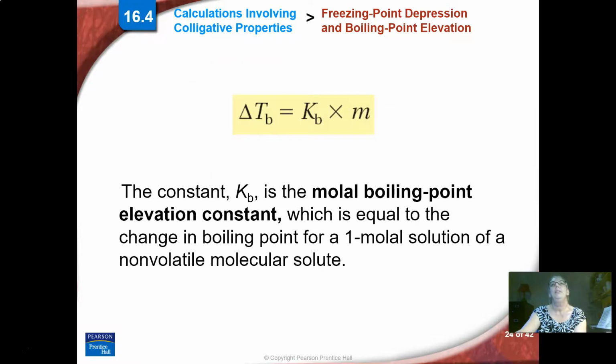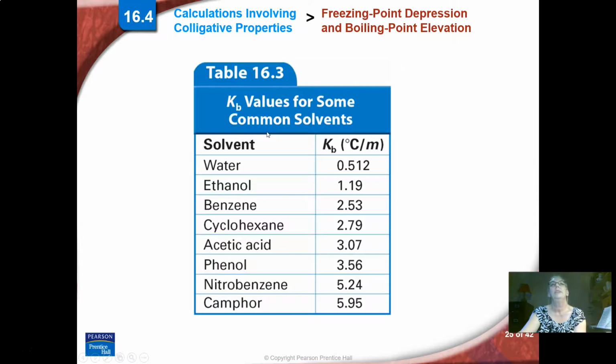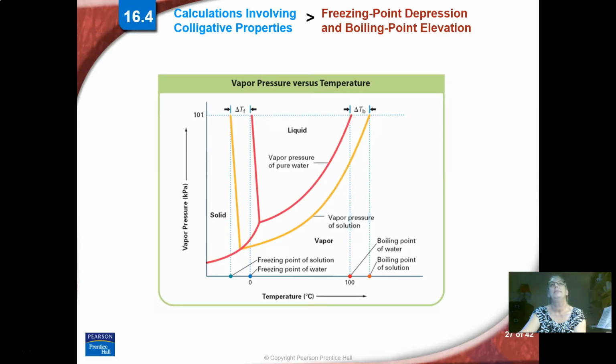The thing to remember though is we're not talking about the boiling point, we're talking about the change from its normal boiling point. So for water it's 100 degrees. If you had a change of 1.1 here, then you'd have a boiling point of 101 point whatever. So this answer that you get here has to be added to the boiling point. So that's where people make mistakes.